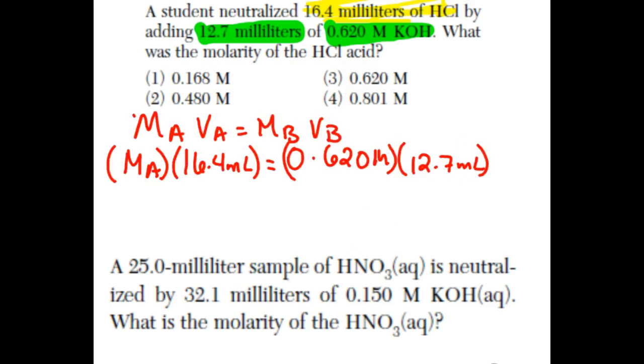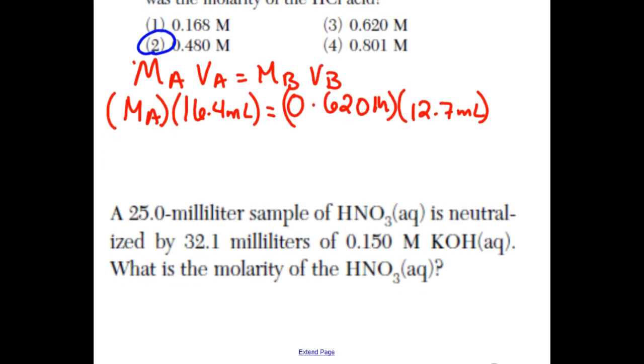All right, so here is the setup. I have highlighted the acid in yellow and the base numbers in green. And you can see that I plugged in here. The molarity of the acid is our unknown. And when you multiply and then isolate your variable by dividing, you should end up with answer choice 2, which is 0.480 molar. All right, go ahead and try this next question.